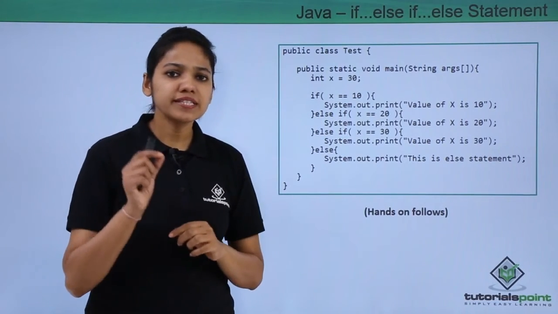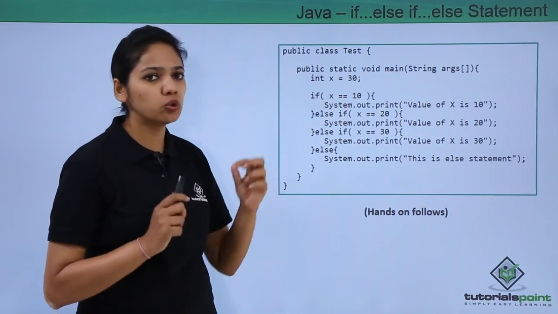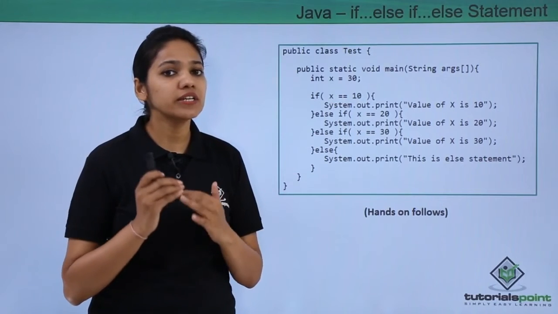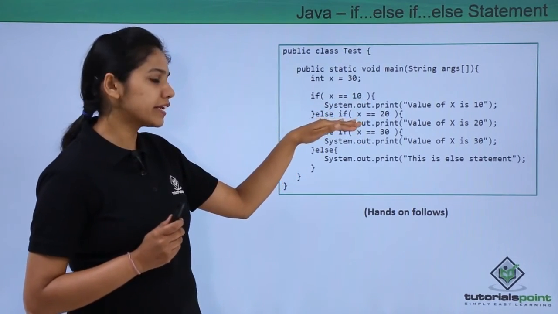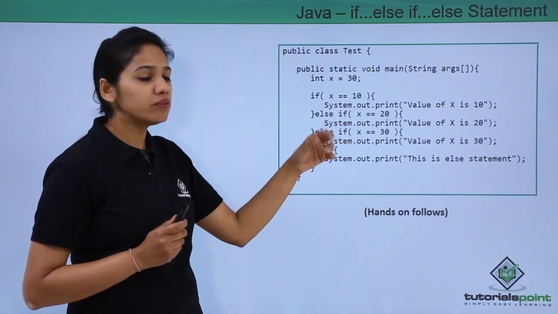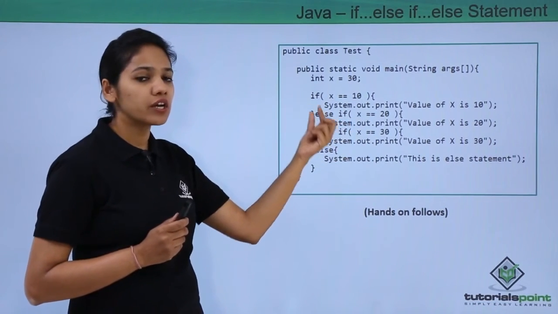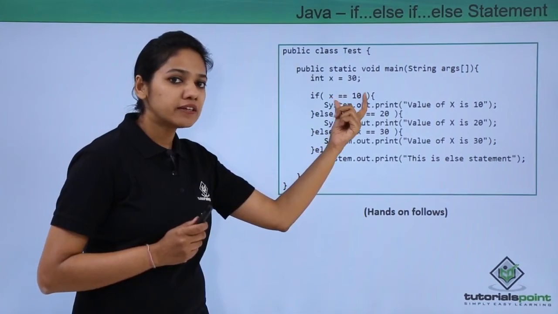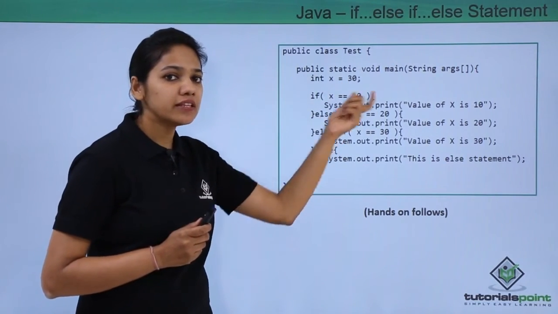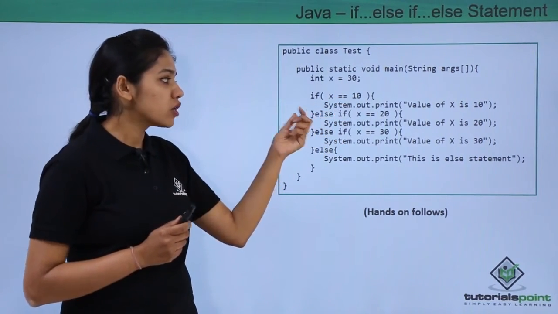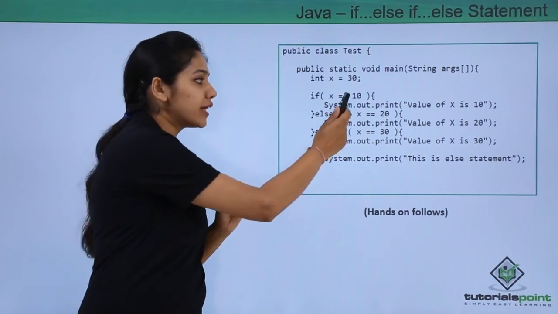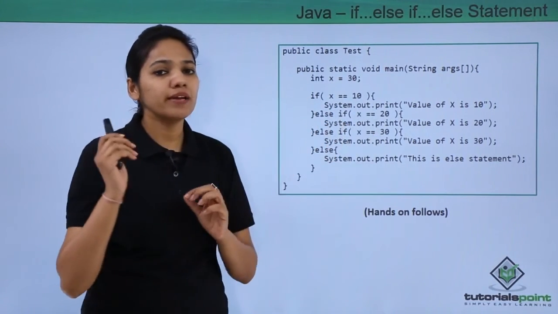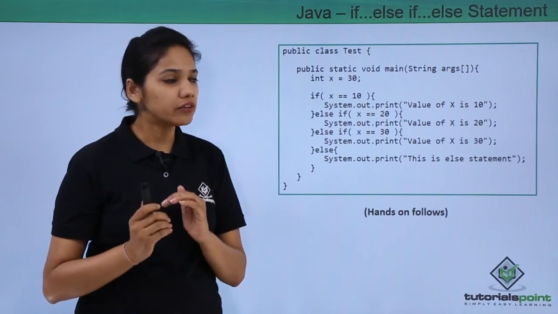Is 10 equal to 30? No. Therefore, the first condition is not met. It will go back and check the second condition, which is written with the help of the else if keyword. Once you write the if, the condition, and the block of statements under braces, close the braces, then provide the else if keyword, and in brackets provide the condition to be evaluated.